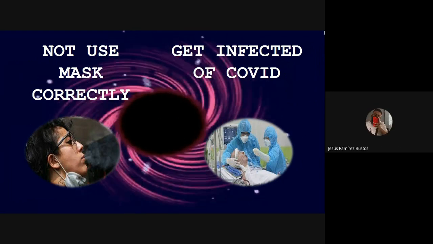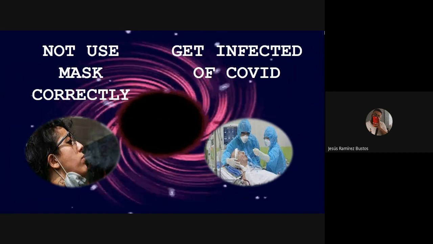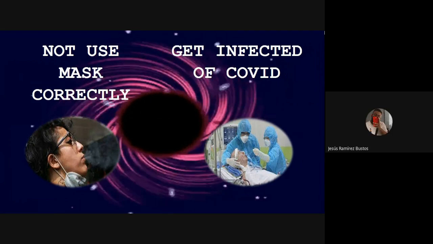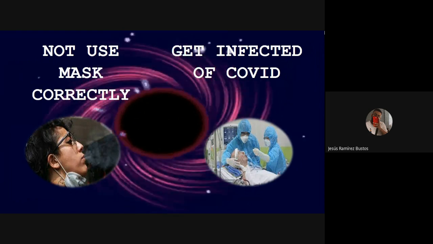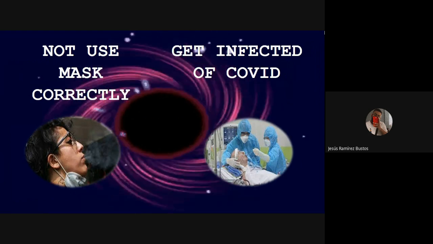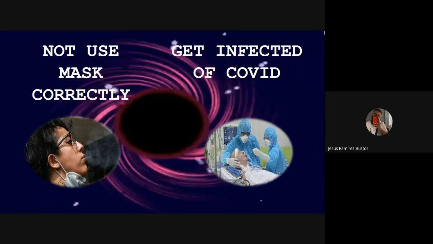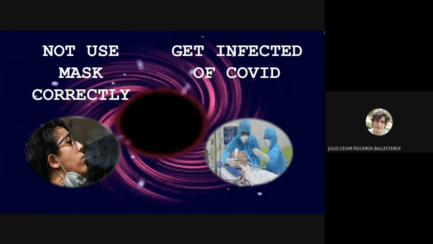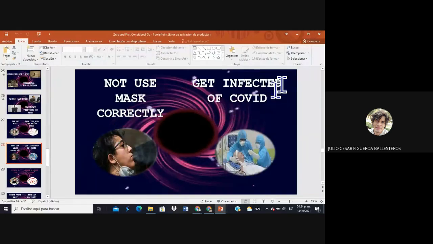Use the mask correctly. Okay, the mask correctly. She are going to be infected with COVID. No. Okay, let me see. Okay, let me take this away, all right? Because I'm gonna show you what is the correct way.